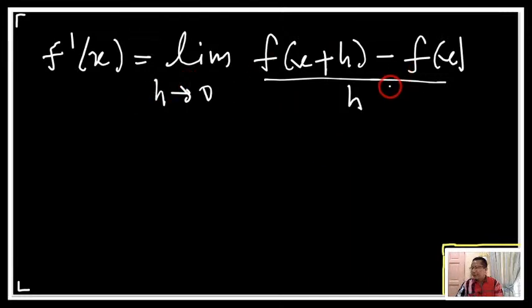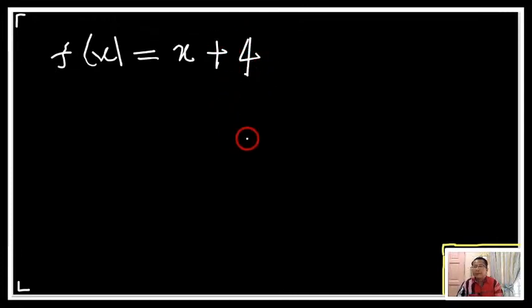Okay, so this is the formula. Let's look at an example. Okay, example number 1. f(x) is equal to x plus 4. So we need to find f prime of x using the definition of derivative.